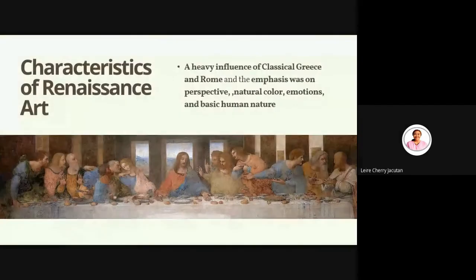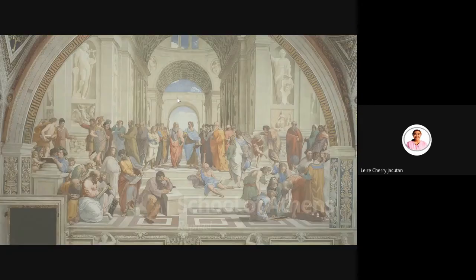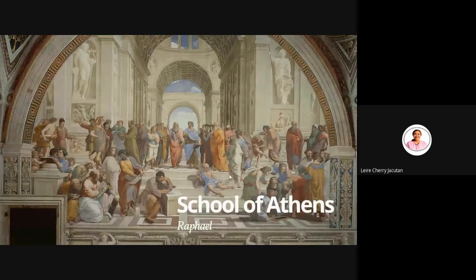So what else? So there is a heavy influence of classical Greece and Rome, and the emphasis was on the perspective. Perspective is, ibig sabihin, ito yung point of view. And then about natural color, emotions, and basic human nature. Di ba kasi yun din yung ine-emphasize doon sa mga ancient Greek and Roman art. So bumalik ulit yung mga artists doon sa classical Greek and Roman art. Kaya makikita natin na yung mga paintings ay medyo may konting influence ng Greek mythology, yung pag-a-adore ng mga ancient Greek doon sa human body, makikita natin yun doon.